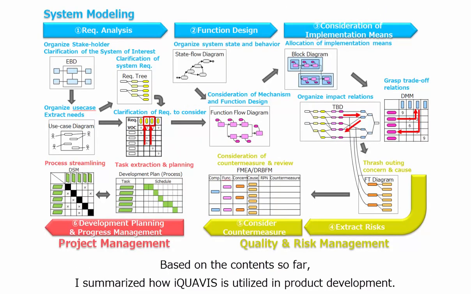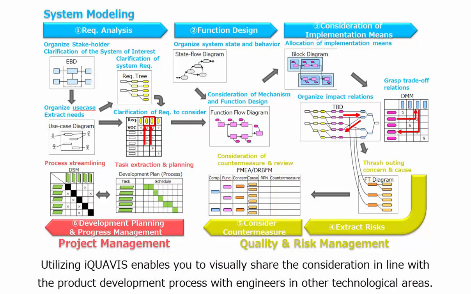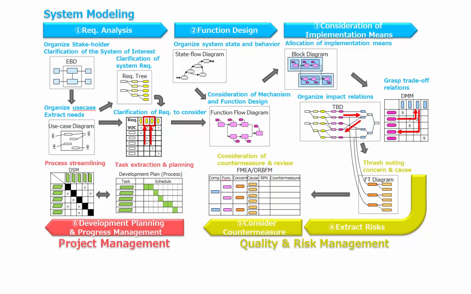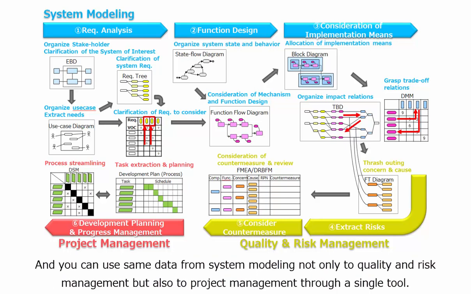Based on the contents so far, I summarized how iQUAVIS is utilized in product development. Utilizing iQUAVIS enables you to visually share the consideration in line with the product development process with engineers in other technological areas. And you can use the same data from system modeling not only for quality and risk management but also for project management through a single tool.